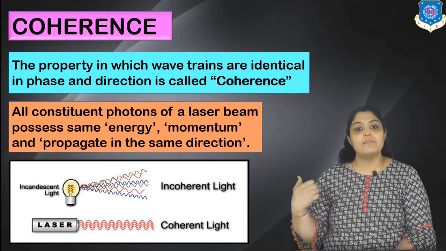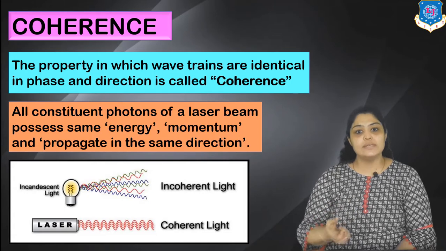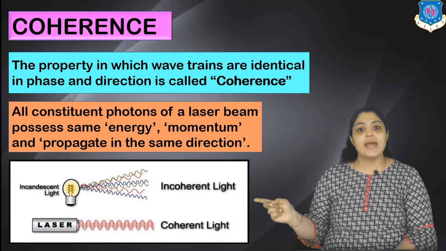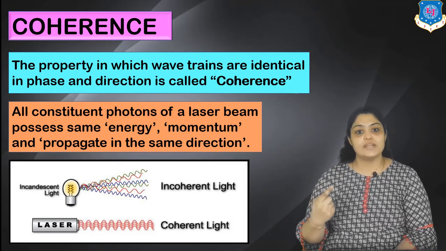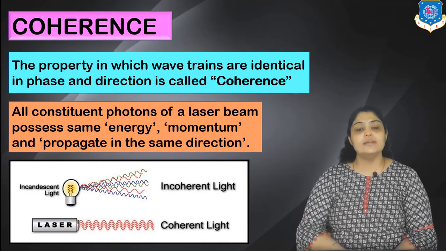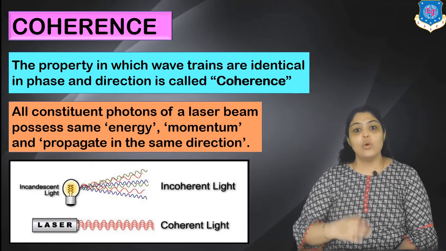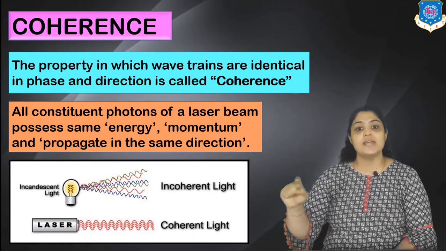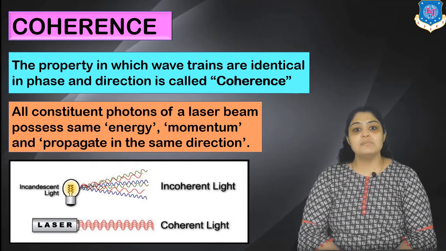In the diagram, you can see that there is a normal light source, an incandescent light source, which is incoherent. How can I say it is incoherent? From the diagram, you can clearly see that all the photons are scattered in different directions. Whereas below, the diagram of a coherent light source is shown, like a laser. You can clearly see that all photons are traveling in the same direction and in the same phase. Clear? So this is the meaning of coherence.